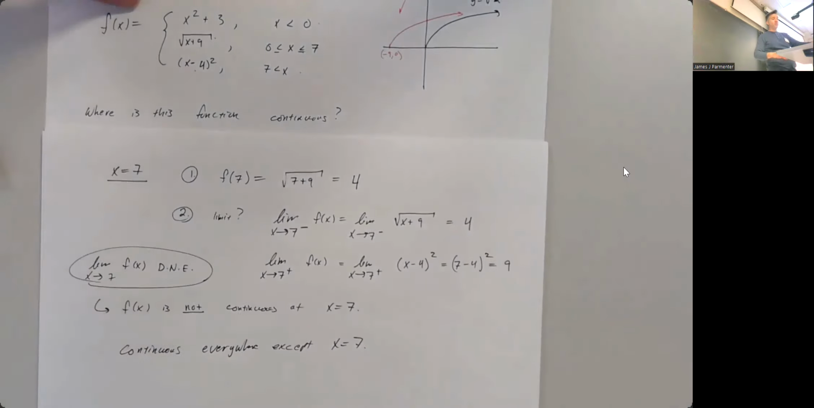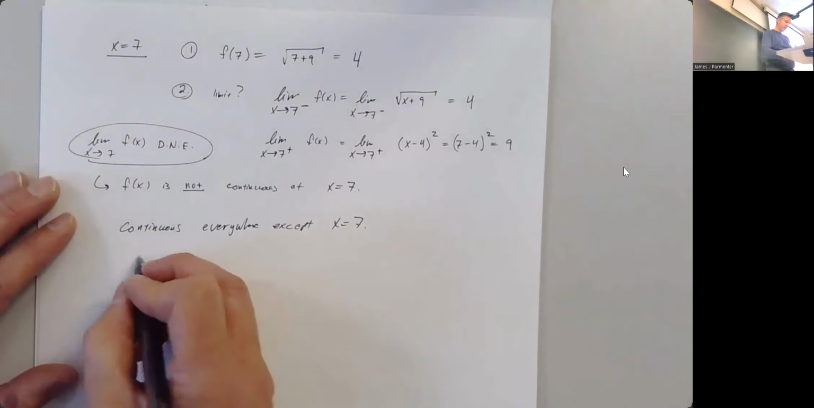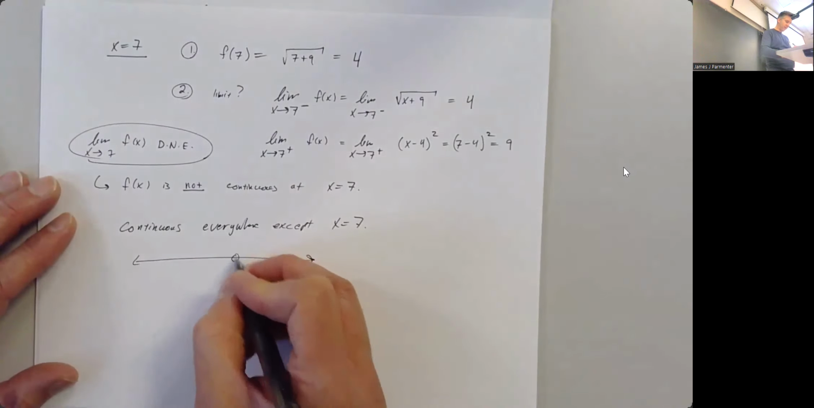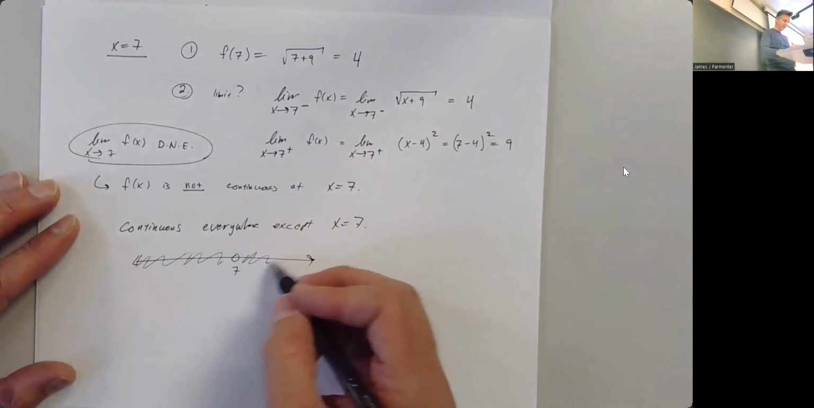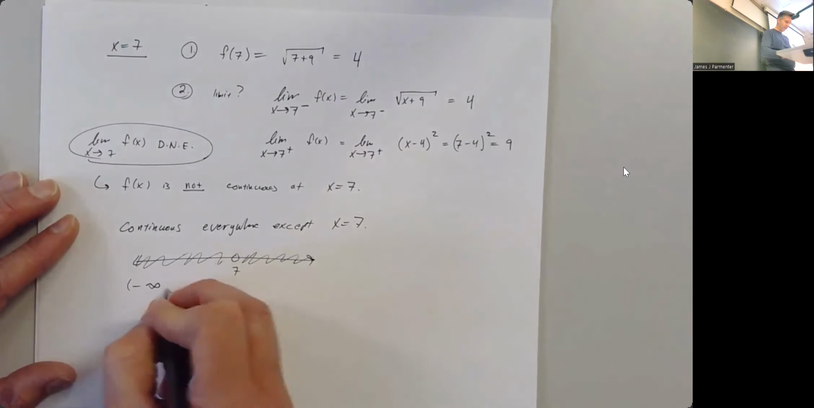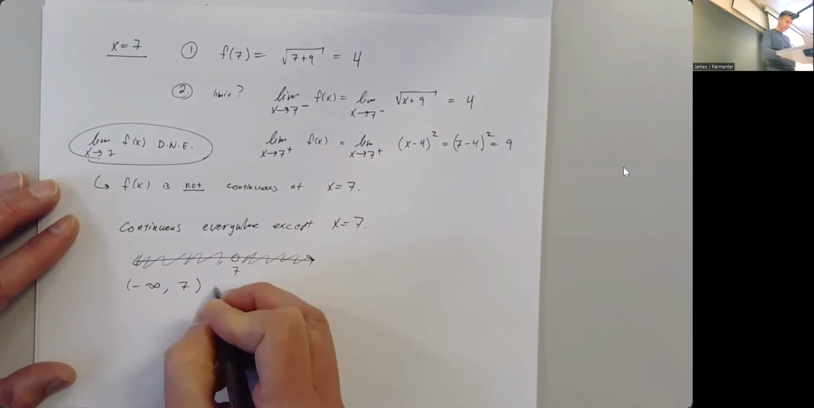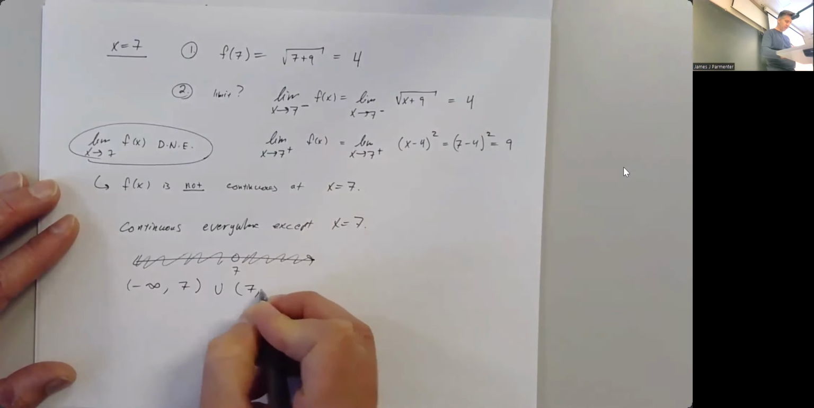But if we're trying to write it using interval notation, here's my number line. There's 7. The only thing I don't want is 7, I want everything over here and everything over here. So this is continuous on the interval from -infinity to 7 exclusive, union 7 to infinity. That's how we would write the interval of continuity.